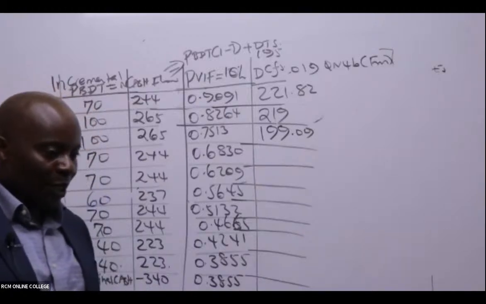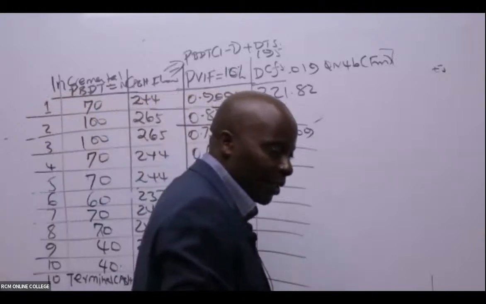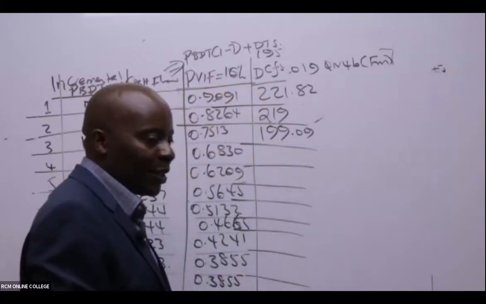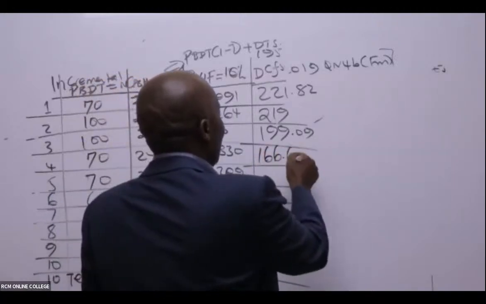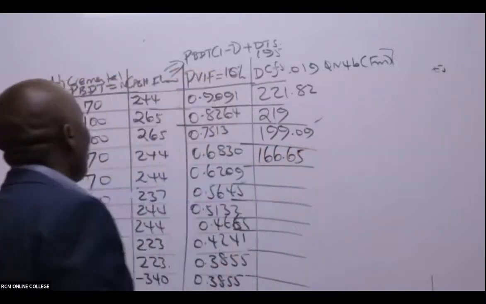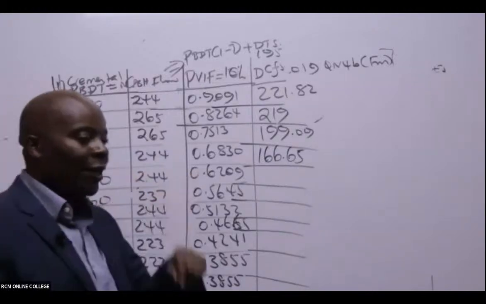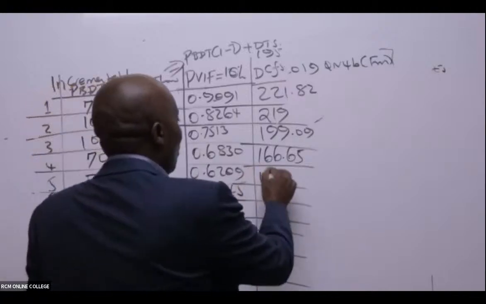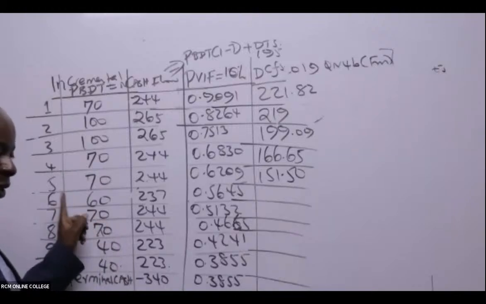Year number 4, what do we have? 166.65, I don't know. 166.65. Then we go to year number 5. Now we are taking this 244 times 0.6209. Most ninjas are not giving me numbers. 151.50. Then you go to year number 6.